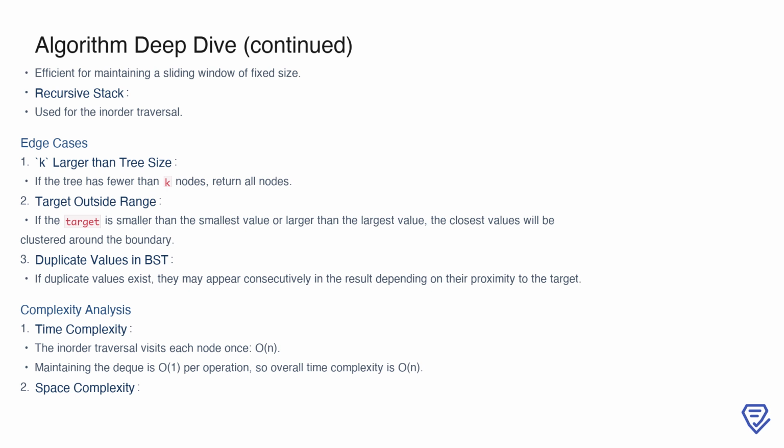to the target. In terms of complexity, the time complexity is O(n), as we visit each node once during the in-order traversal. Maintaining the deque has an O(1) cost per operation, so it doesn't add significant overhead. The space complexity includes the recursion stack, which uses O(h) space, where h is the height of the tree, and the deque, which uses O(k) space.